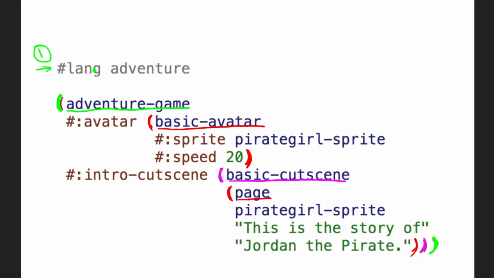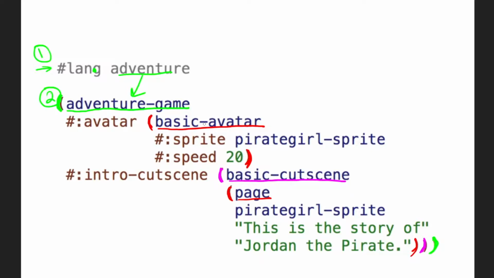Learning to see this structure, that is critical to learning how to code. Just learning how to see. Just as if you were learning to play chess, you would have to learn to see the pawn chain. Same thing. So here's another chunk. We're in lang adventure, and the first biggest chunk is the one that starts with adventure game. So that's chunk number 2.